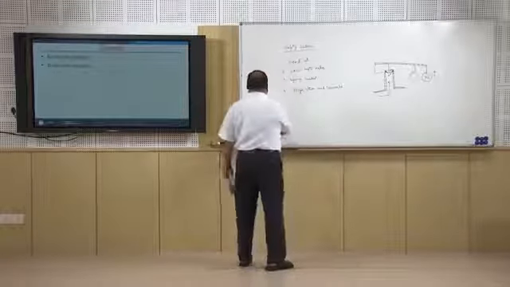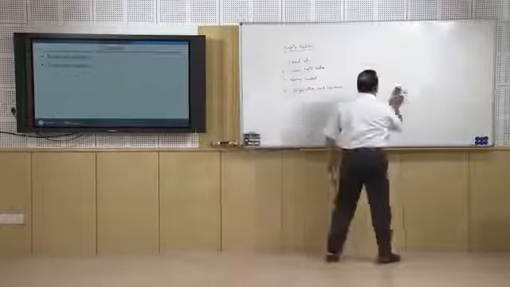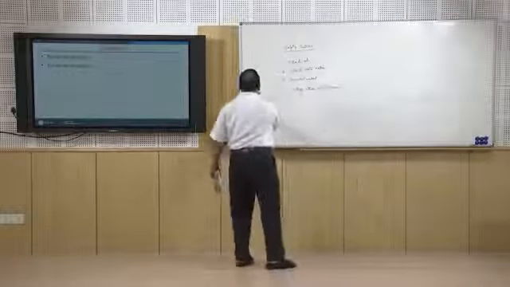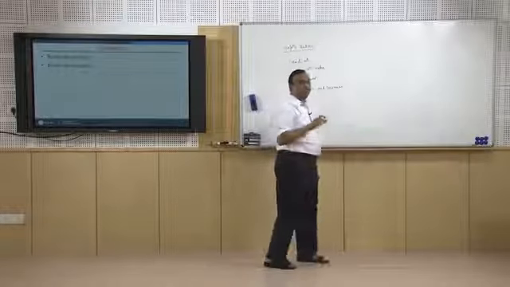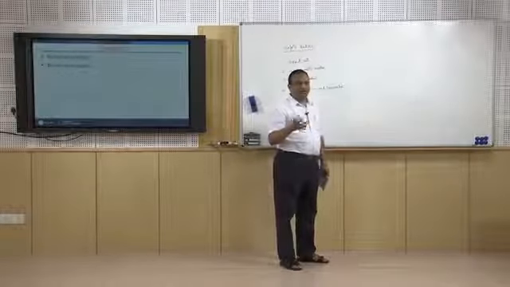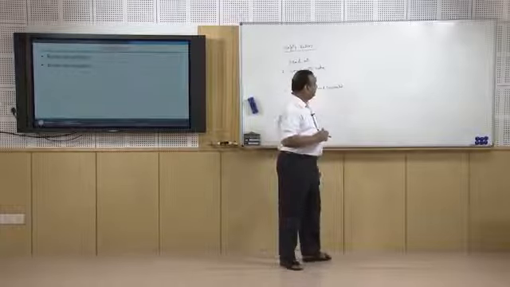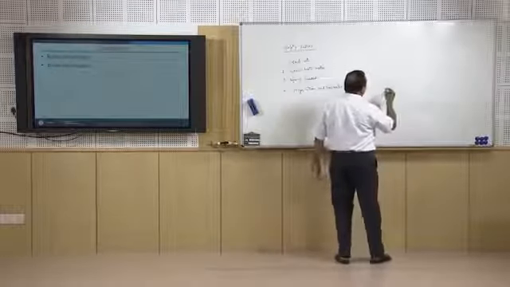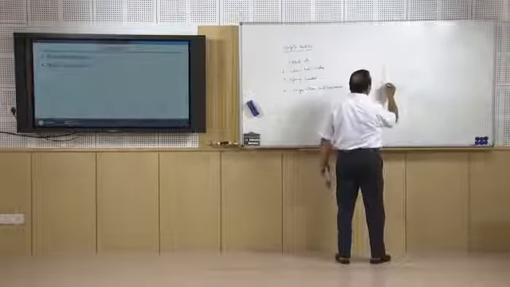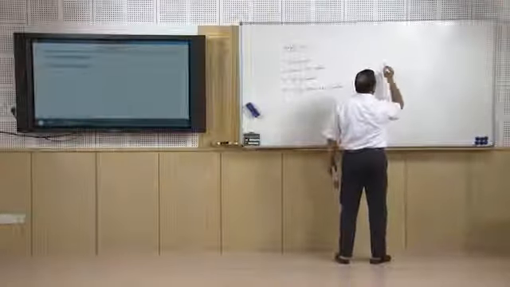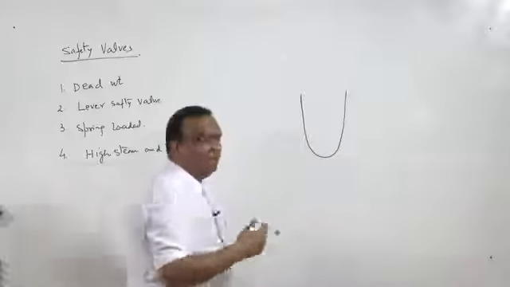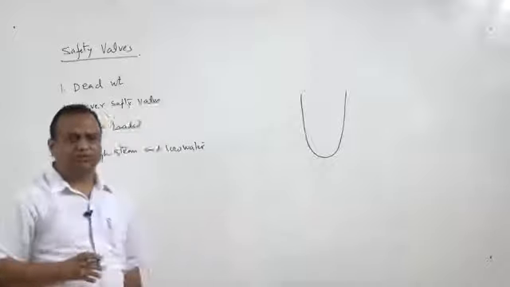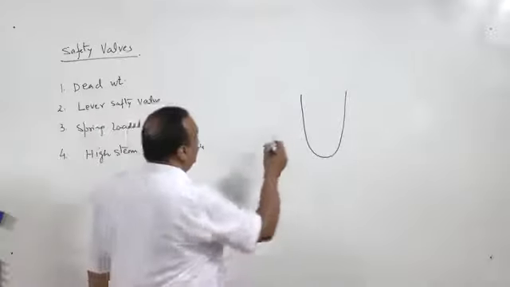The third one is the spring loaded safety valve, because in a safety valve a balancing force is always required. In the dead weight safety valve it was the weight of the dead weights which were put on the valve. Here, instead of putting weight, spring force is used for controlling the opening of the valve, and the valve may come in different shapes. I am taking a particular shape, but they may come in different shapes.